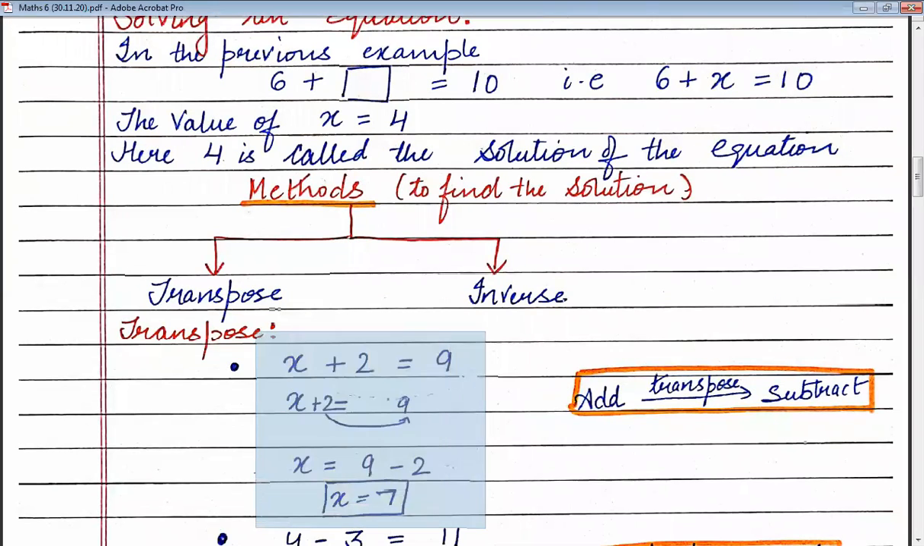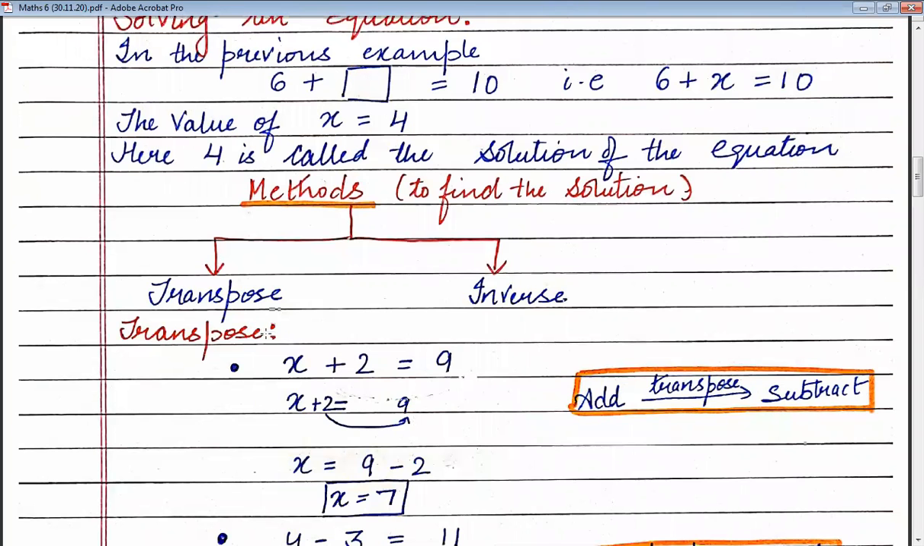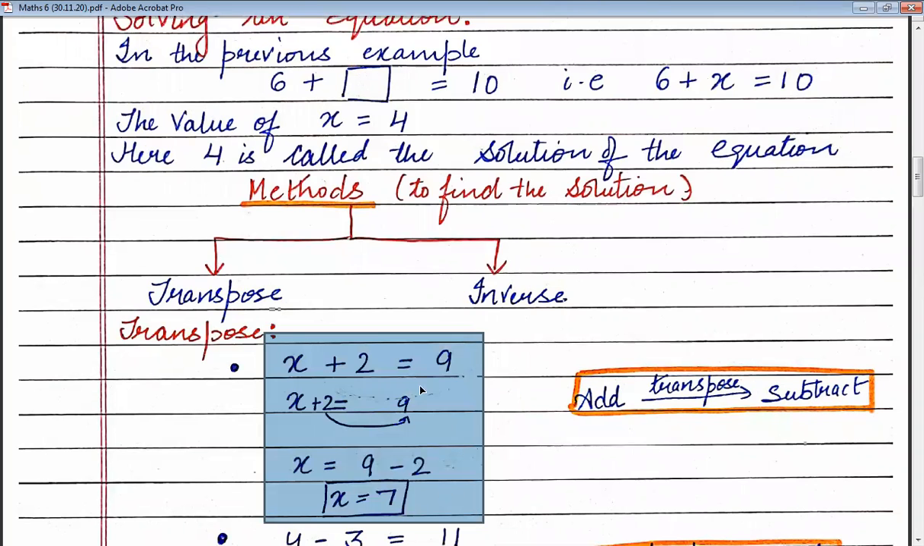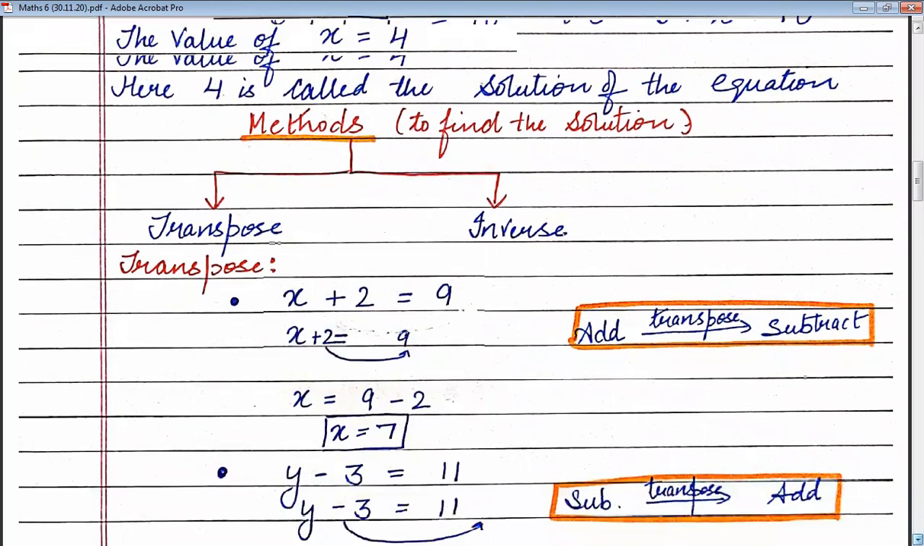And just remember, when you are sending a positive constant to another side, it will change its sign and it will become minus. Now let's move on to our second rule.